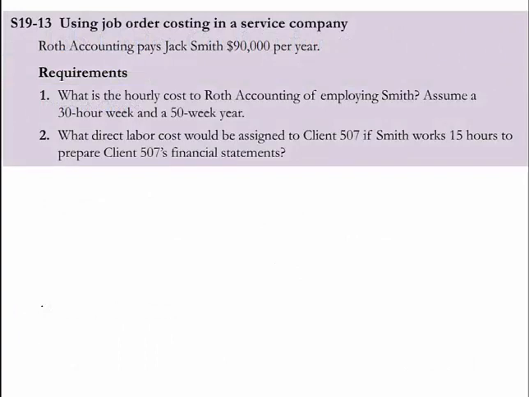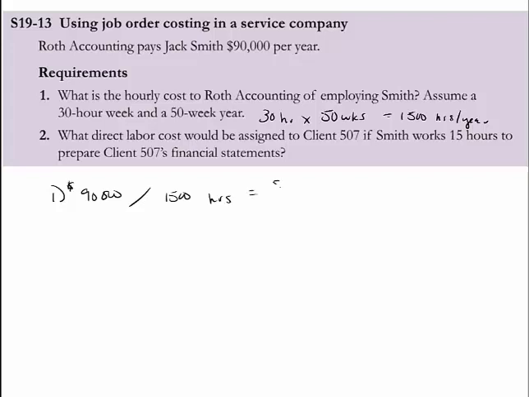Roth Accounting pays Jack Smith $90,000 per year. What is the hourly cost to employ him if he works 30 hours a week, 50 weeks a year? So if he works 30 hours per week times 50 weeks per year, that means he's working a total of 1,500 hours per year, okay? So the first question says, all right, if we pay him $90,000 a year and he works 1,500 hours per year, we're paying him $60 an hour.